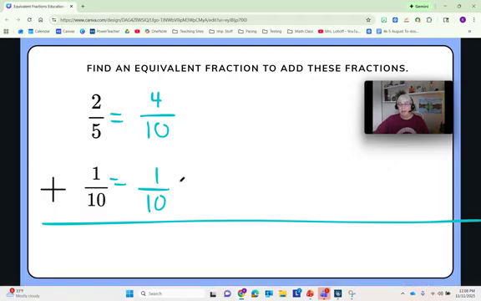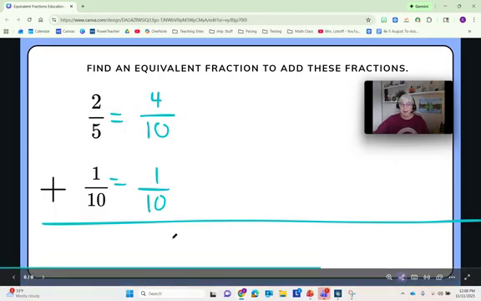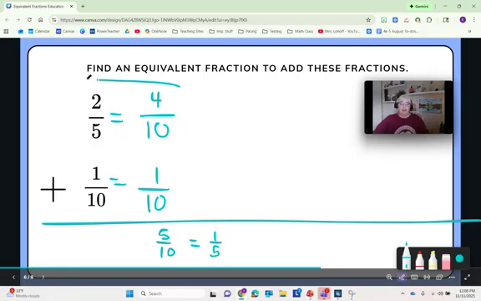All right, again, the point of this is not to actually add them together, but if you want to see if you got the right answer, 4/10 and 1/10 is 5/10. That can be reduced to 1/5. That's not the point of this. The point of this is to learn how to come up with these equivalent fractions.